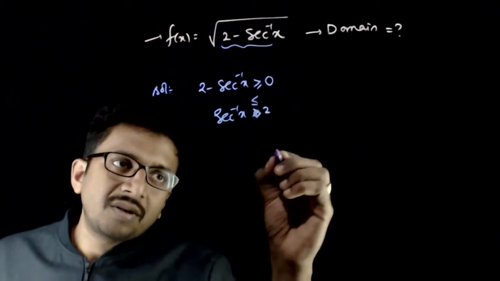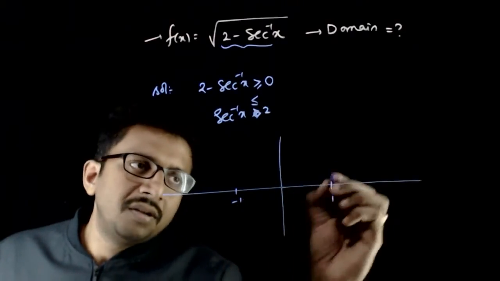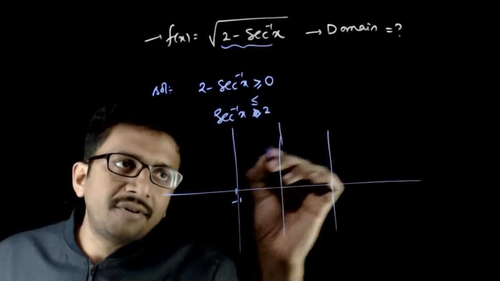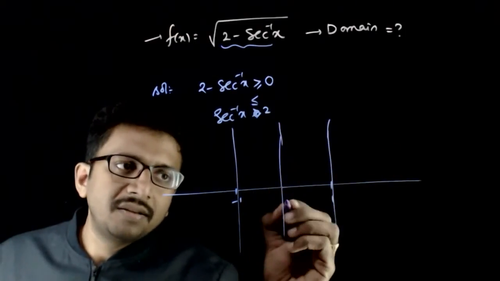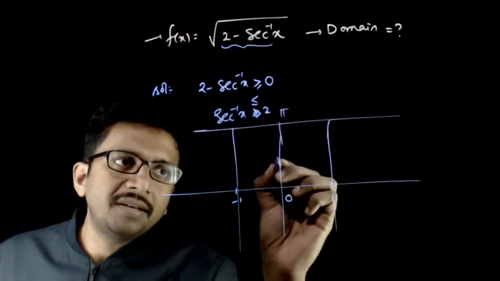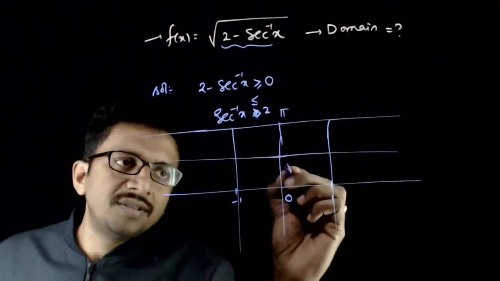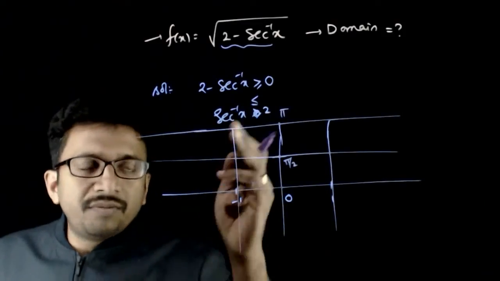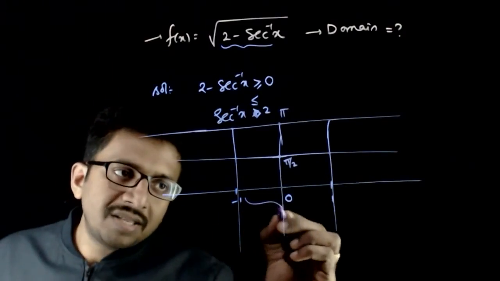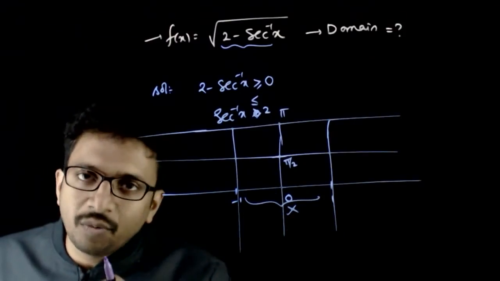So how does the graph of secant inverse x look like? I hope you know how the graph of secant inverse x looks like. So the range of secant inverse x is 0 to pi, right? So you have a pi by 2 in between. So within secant inverse x, only numbers greater than 1 and less than minus 1 can go. So this is forbidden for secant inverse x. So x cannot be minus 1 to 1.